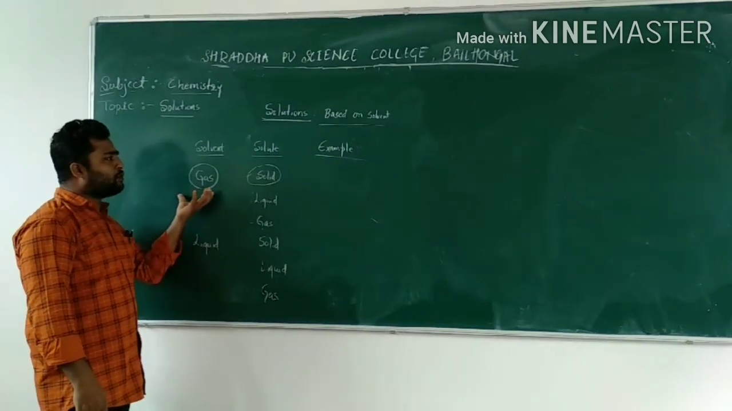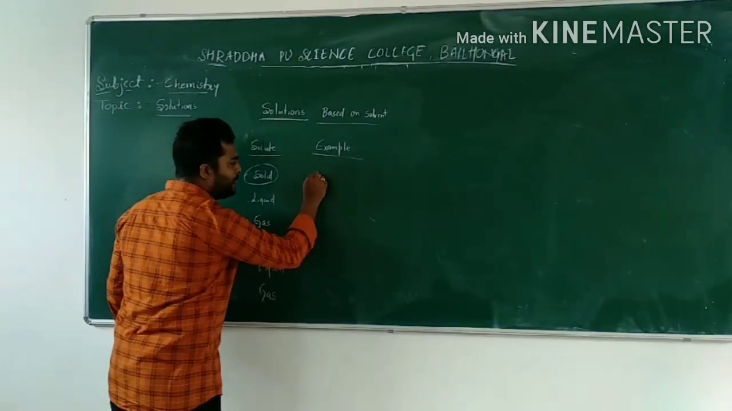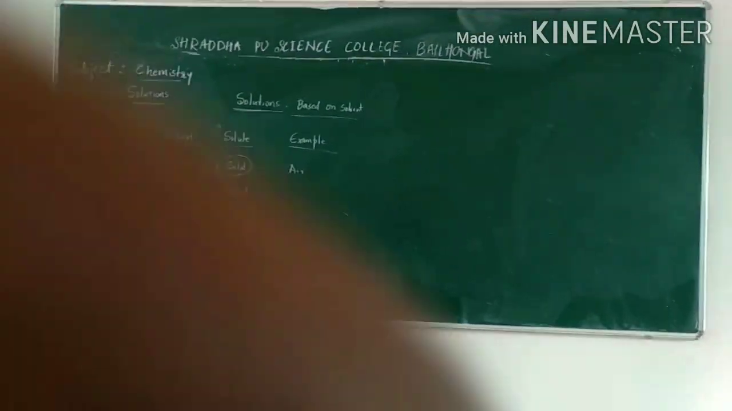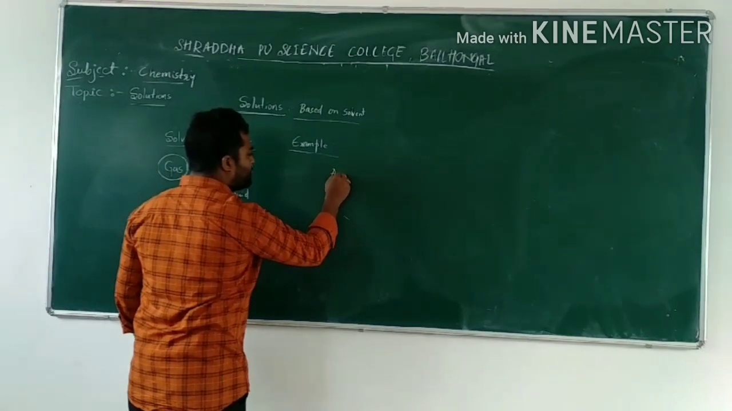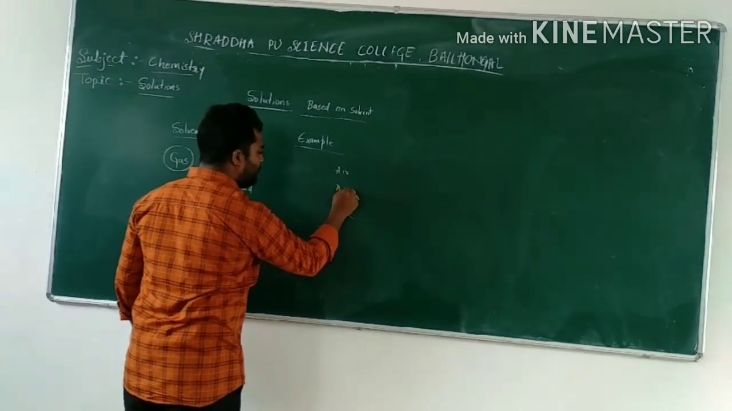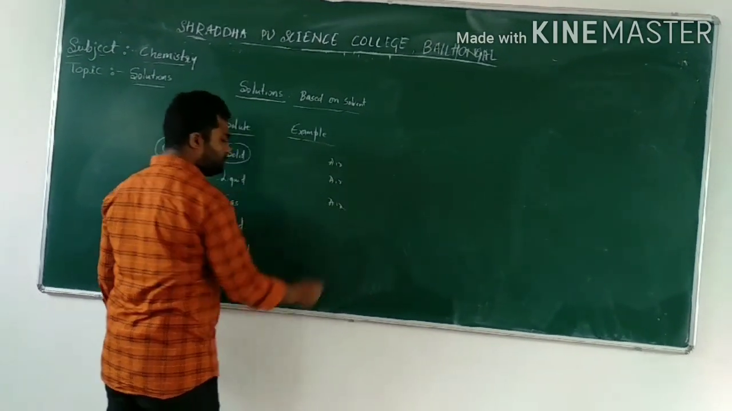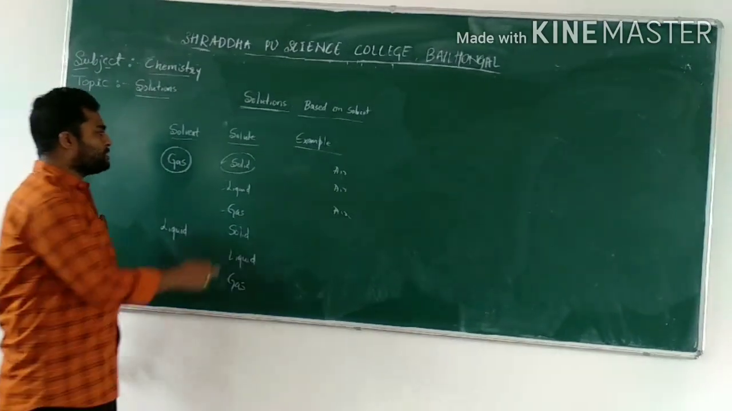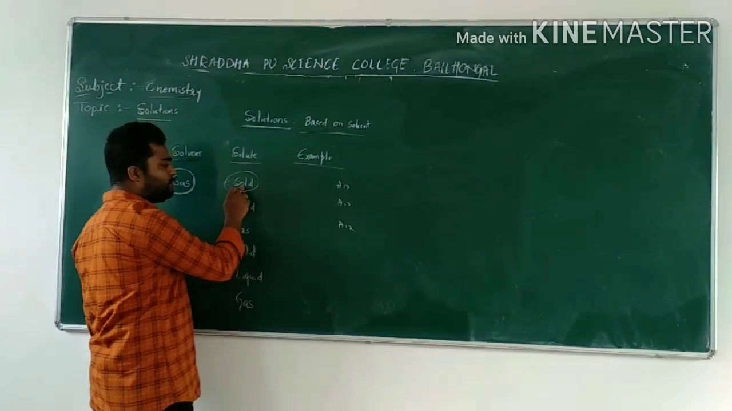When you are having solvent as gas, please write example as air. Please write example as air in all the cases, because this is the best example that is present. You can write it as air. Solvent phase is air. Okay, then next, what is the best example for solid?